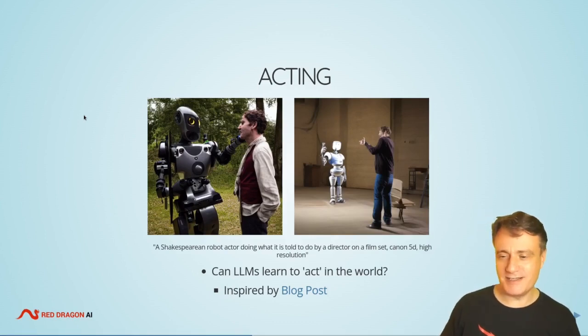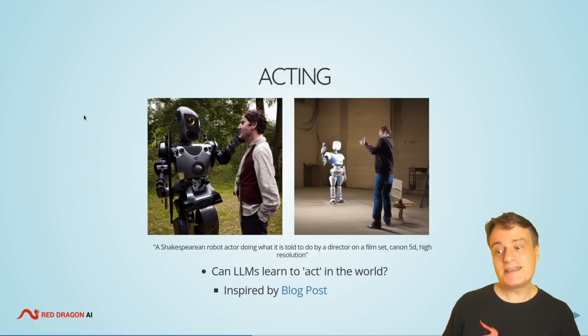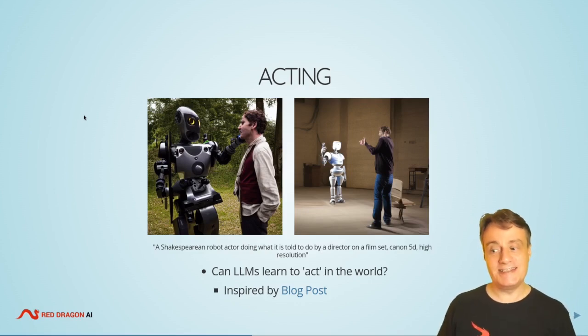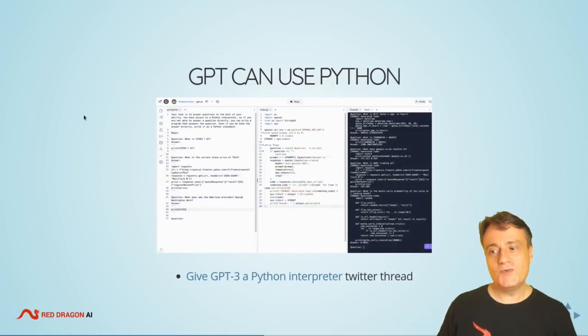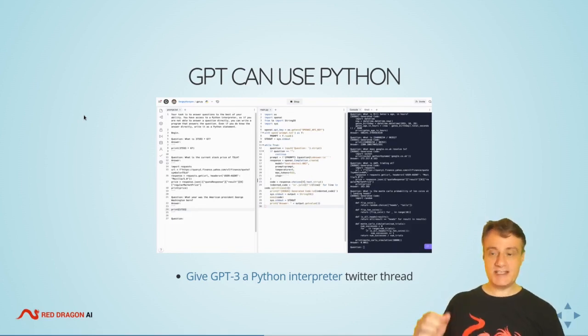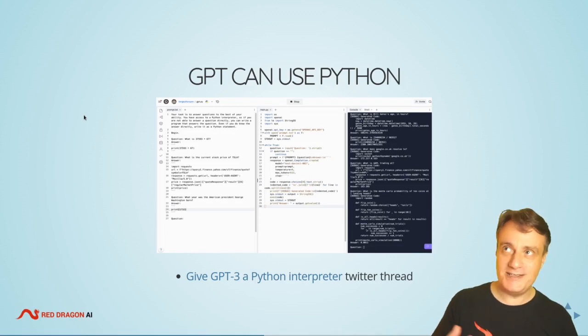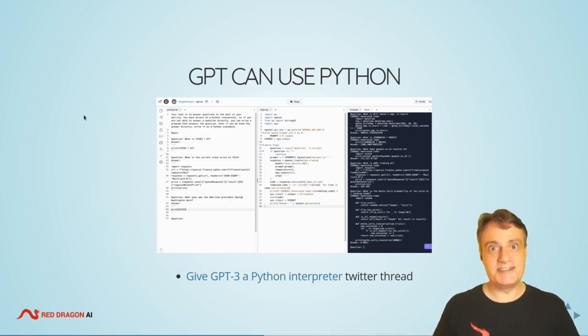So here we've got a computer dialogue thing acting in a play. Can these large language models learn to act in the real world? And this whole thing was inspired by a blog post talking about this topic. One of the things identified is that if you give GPT models, these large language models, a Python interpreter, and explain how to use it, they can actually go and make use of it themselves, I'm using "them" very loosely, to generate the answers that you might be looking for.